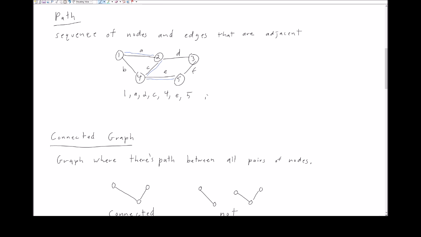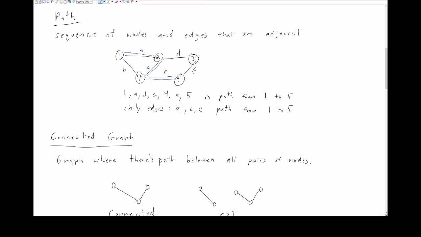And this is a path from node 1 to 5. Another way to describe this path is as only the edges. And in this case, our path can be described as A, C, E. And this is a path from 1 to 5. Similarly, we could talk about only the vertices. This is a little bit more unusual though.